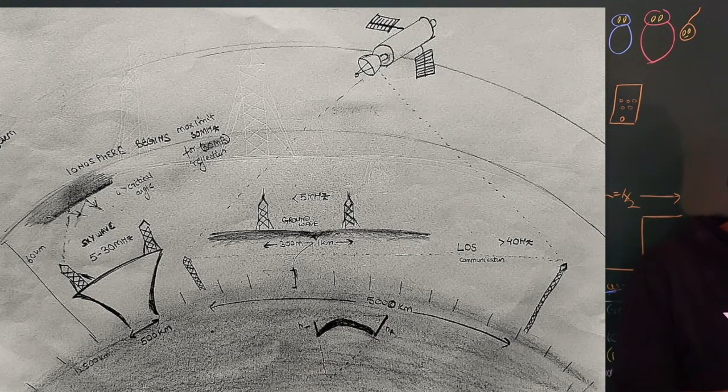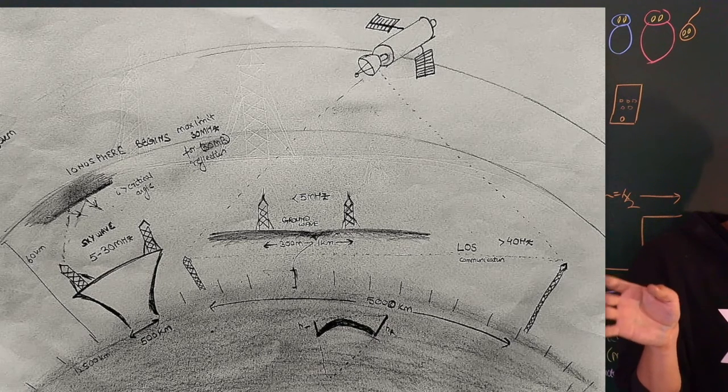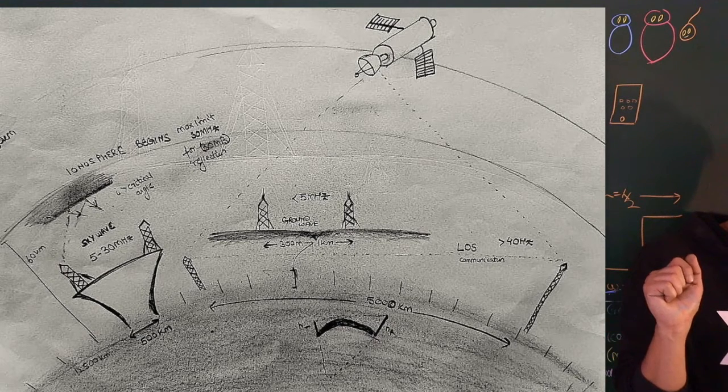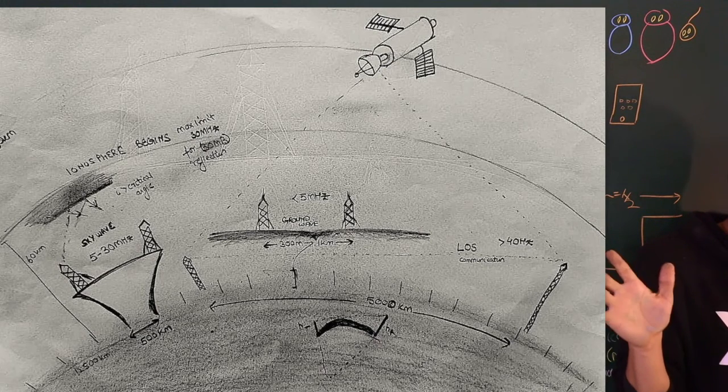That becomes simpler for us, which is equivalent to saying we are talking in MBs. We are not talking in GBs. So if you see here, less than 5 megahertz gets transferred in ground waves for a very small distance.